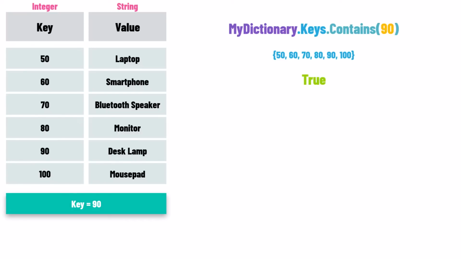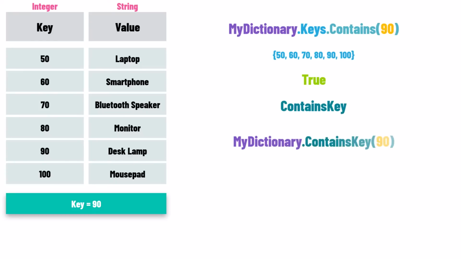However, there's an even simpler way to check for a key in a dictionary, the ContainsKey method. With this method, we just need to call it on our dictionary and pass the ID we are looking for. The result, as expected, will be true.